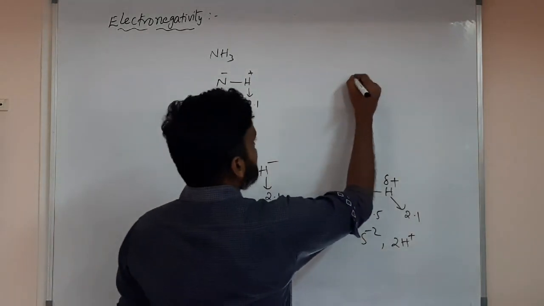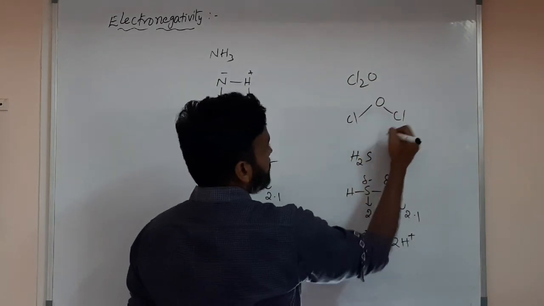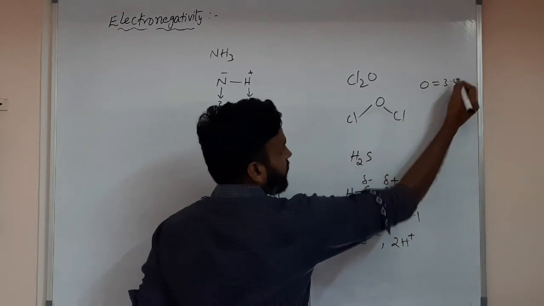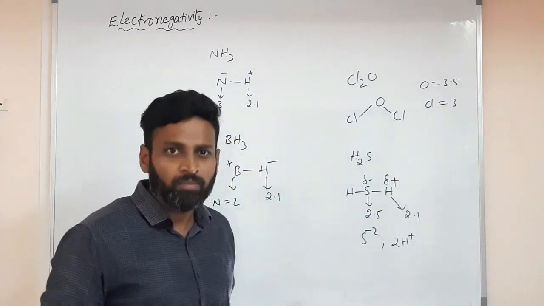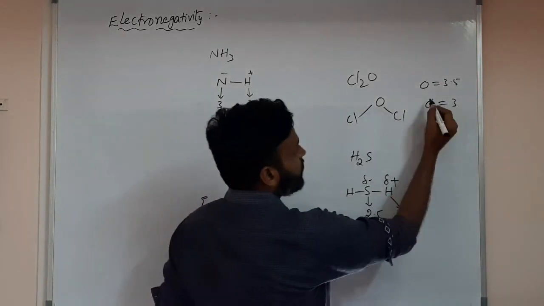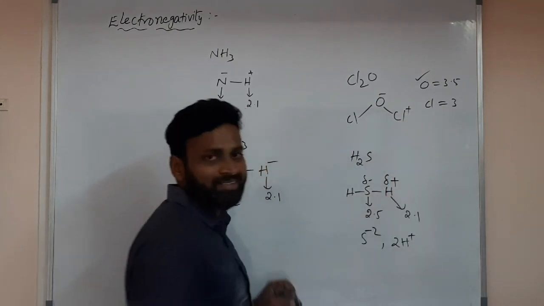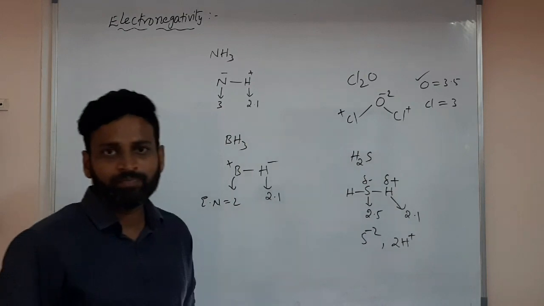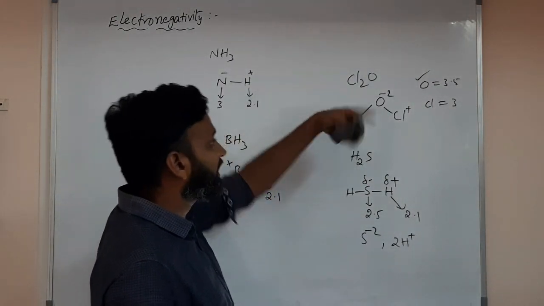Suppose Cl2O, O and Cl and Cl. Now who is positive? Who is negative? You know, oxygen electronegativity is 3.5 and chlorine is 3. Slowly learn, no problem, but we have to understand. That is very important. So who is more electronegative? Oxygen. So oxygen is minus and chlorine is plus here. Plus and here minus 2, like that. Understood? So charges we will say negative or positive.